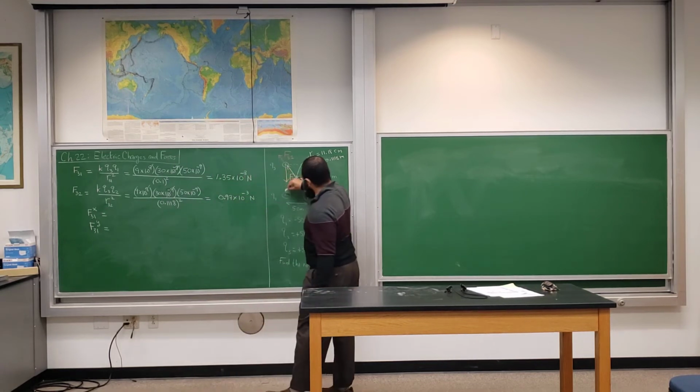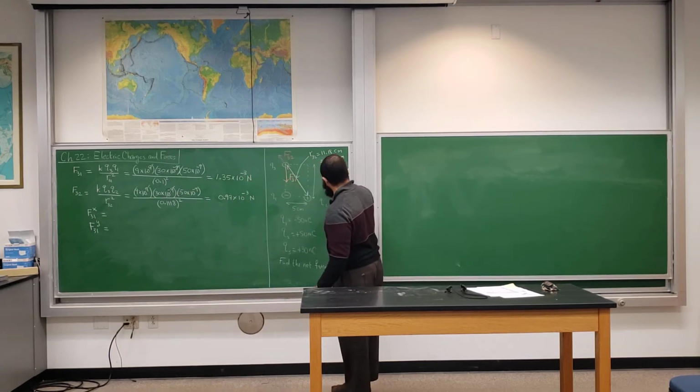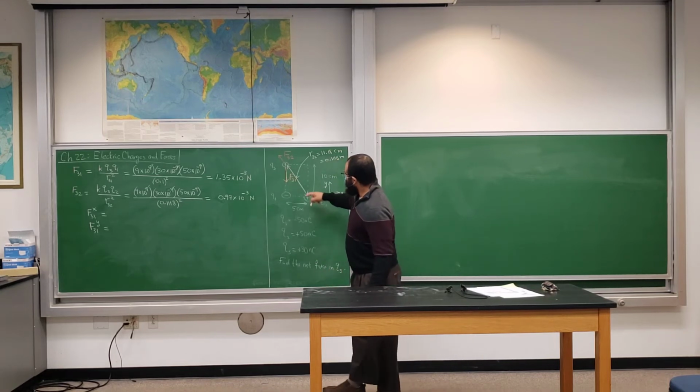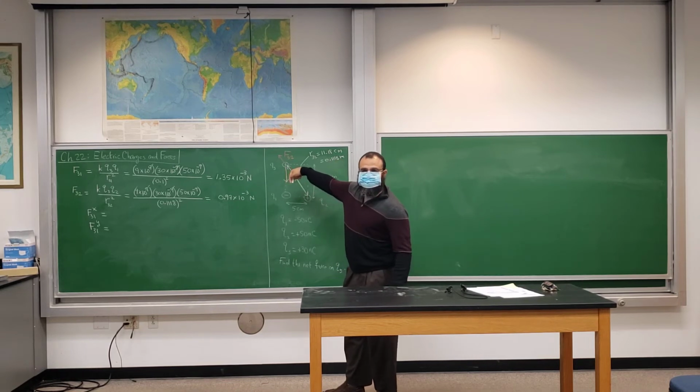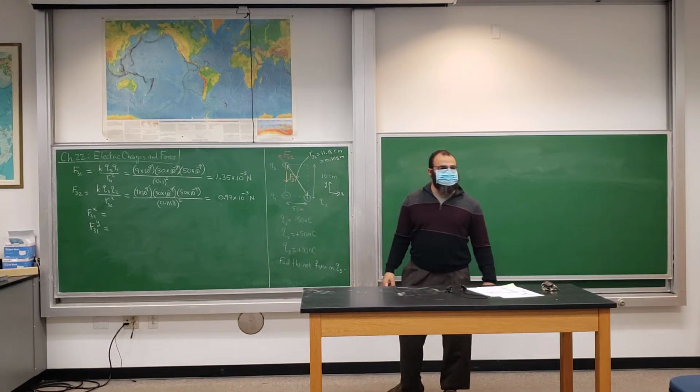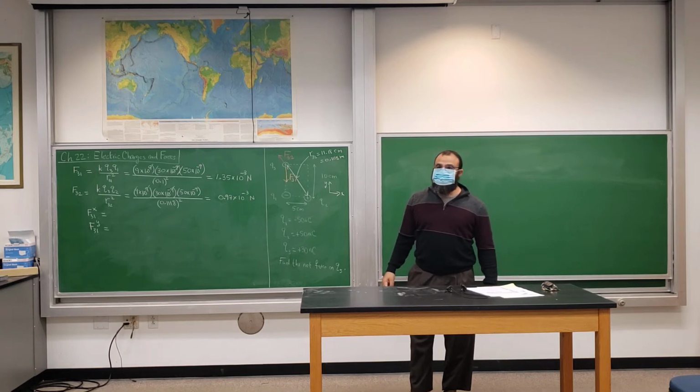The force on 3 due to 1. By the way, here is my coordinate system. I forgot to draw it. Here's x, here's y. So the force on 3 due to 1 points straight down. Which direction is that? Negative y. So it does not have an x component, right? It doesn't have an x component.